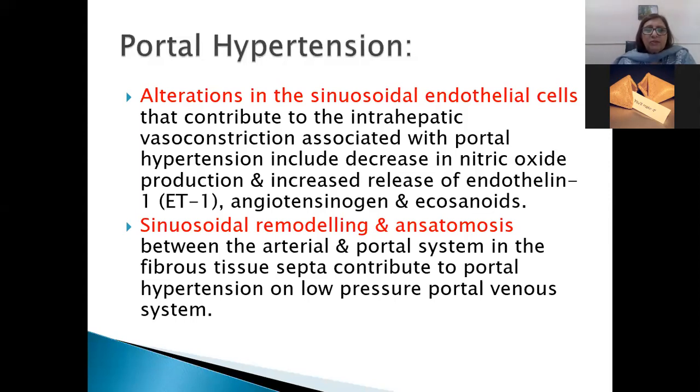Number two, sinusoidal remodeling and anastomosis between the arterial and portal system in the fibrous tissue septa also contribute to portal hypertension and a low pressure portal venous system.